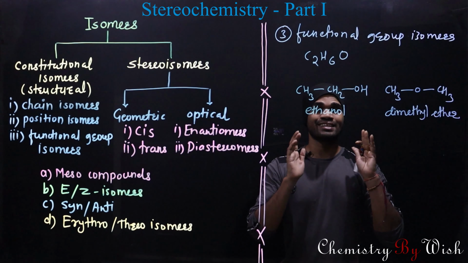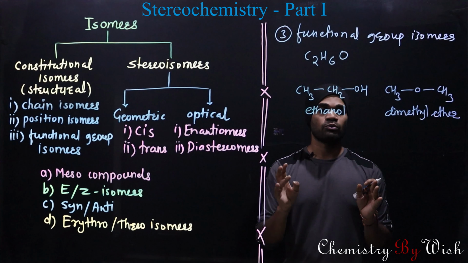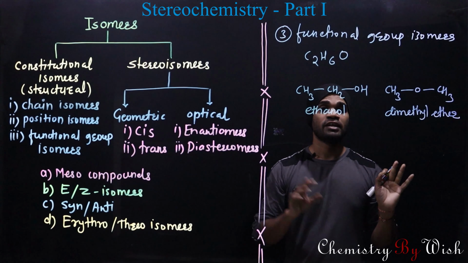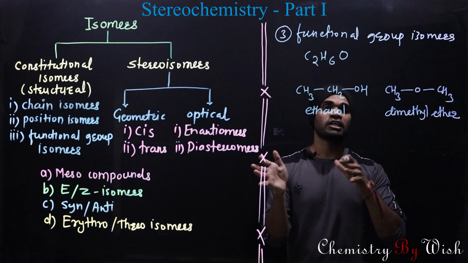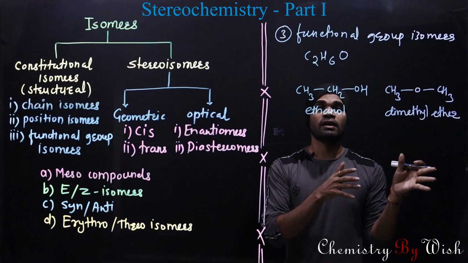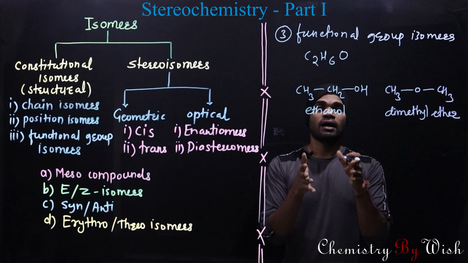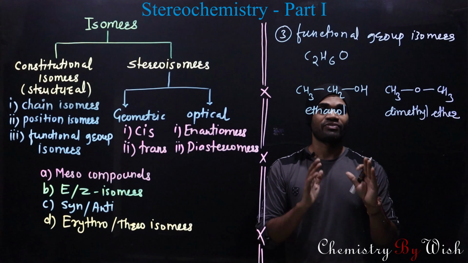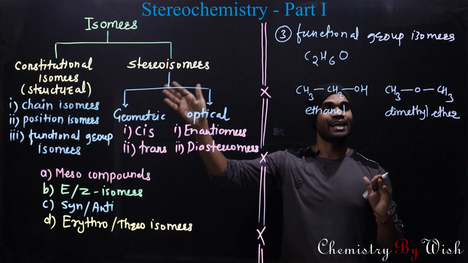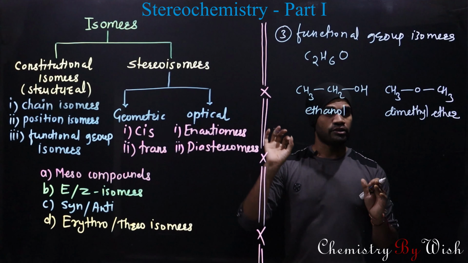So these are the three types of constitutional isomer. First is the chain isomer, second is the position isomer, and third is the functional group isomer. In a chain isomer, there is a different arrangement of chain. In a position isomer, there is a different position of groups, and in a functional group isomer, same molecular formula, but the functional groups are different. These types of constitutional isomers are also called structural isomers. Same molecular formula, but structures are different.